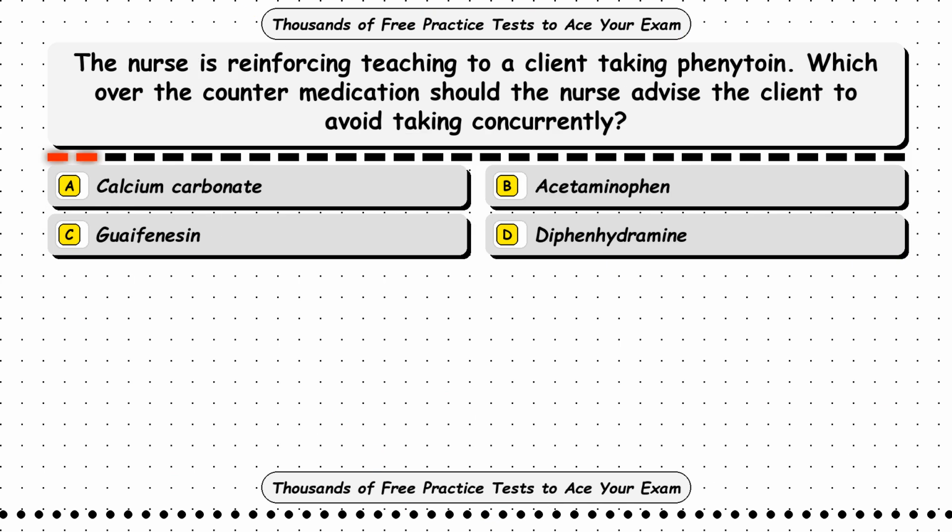Question 28. The nurse is reinforcing teaching to a client taking phenytoin. Which over-the-counter medication should the nurse advise the client to avoid taking concurrently? Option A, calcium carbonate. Option B, acetaminophen. Option C, guaifenesin. Option D, diphenhydramine.